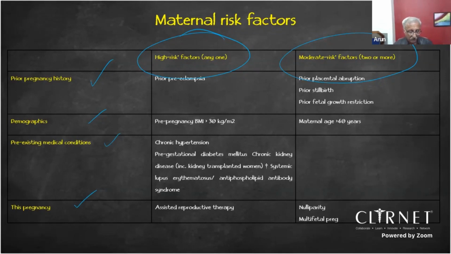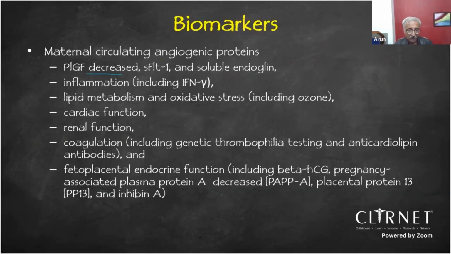And then the biomarkers. One is the placental growth factor. It is decreased. sFlt is increased, and soluble endoglin is increased. These two are increased. This is decreased. All right.